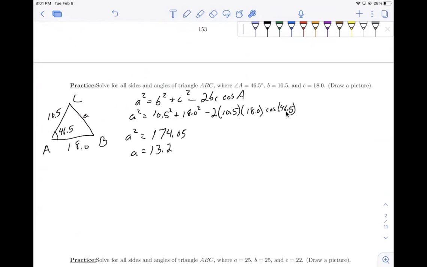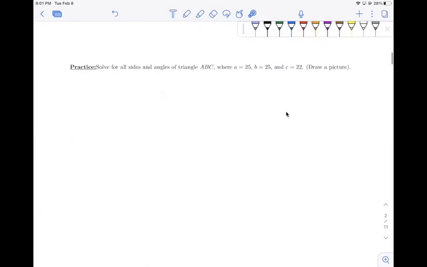Okay, what we're going to learn in our next lesson is the law of sines, and we can use that in conjunction with this to solve for all sides of the triangle pretty efficiently. So I'm not going to finish this problem. I'll leave that for you. And there's a couple other practice problems as well.